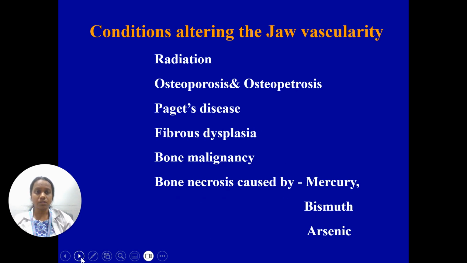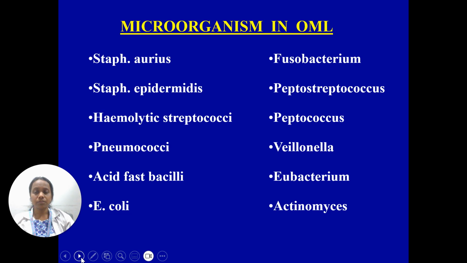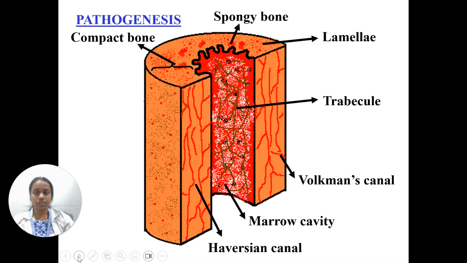Conditions which alter or reduce the jaw vascularity are radiation, osteoporosis or osteopetrosis, Paget's disease, fibrous dysplasia, bone malignancies, or bone necrosis caused by heavy metals like mercury, bismuth, and arsenic. And regarding the virulent organisms, most of these are commensal organisms within the oral cavity, that is, Staphylococcus aureus, epidermidis, hemolytic streptococci, Peptostreptococcus, Eubacterium, or Actinomyces. These tend to affect the condition.